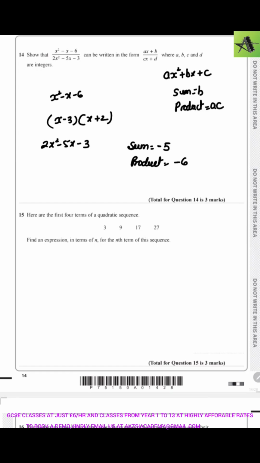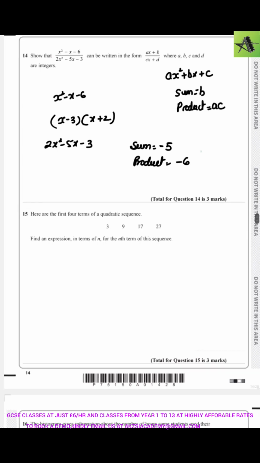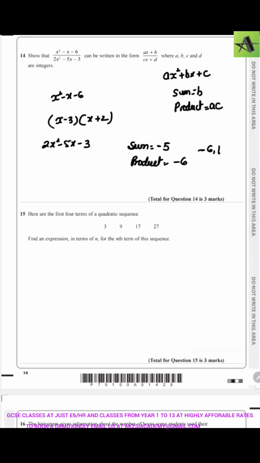But for the denominator, it's actually 2. So after finding the numbers, you can't just directly write those numbers. Like in the numerator, we found two numbers, -3 and +2, but for the bottom one you cannot do that directly. Here the sum is -5 and the product is -6. So the two numbers are -6 and +1. Clearly the sum is -5 and the product is -6. Because the coefficient of x squared is 2, you cannot directly say the factors are x minus 6 and x plus 1. No.